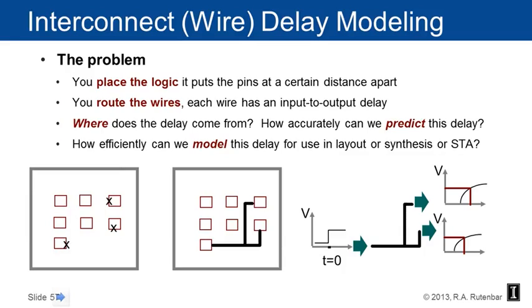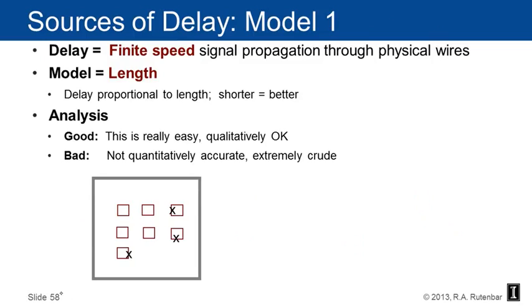And it might show up quickly for the part of the wire that's close and later for the part of the wire that's at a greater distance. How am I going to model something like that? Well, we can take a step back and talk about how people used to model these things. The first model, the most historical, classical, oldest model, is to say the delay of a wire is related to the finite speed of signal propagation through the physical material. There's a speed of light, it's a limit. And so to first order, that model is that the delay is the length. So a shorter wire is a faster wire, and a longer wire is a slower wire.